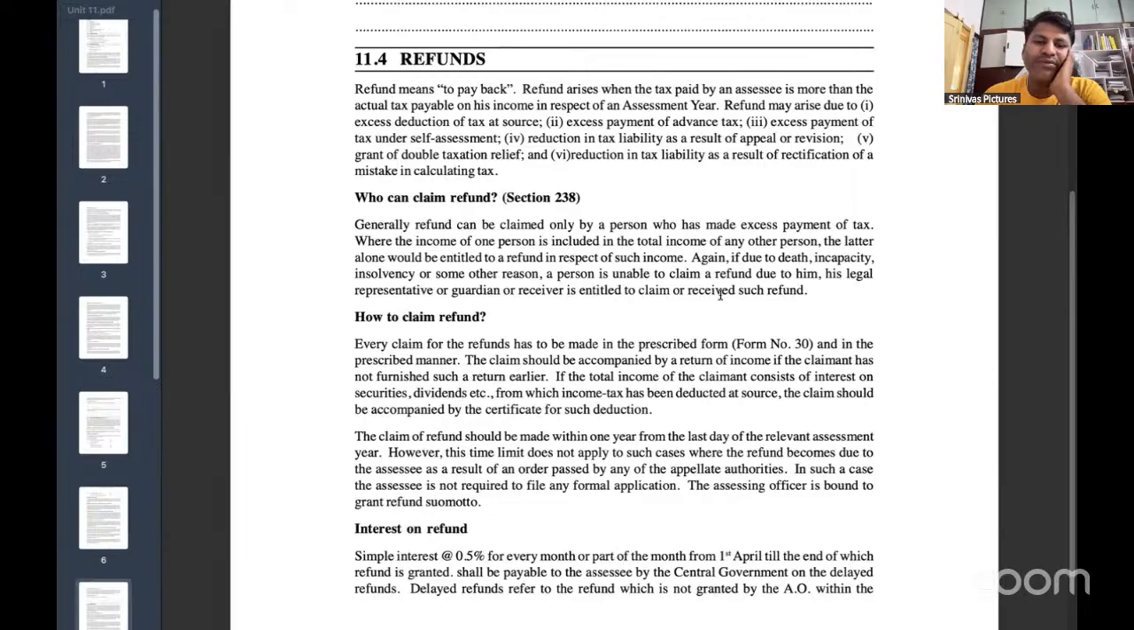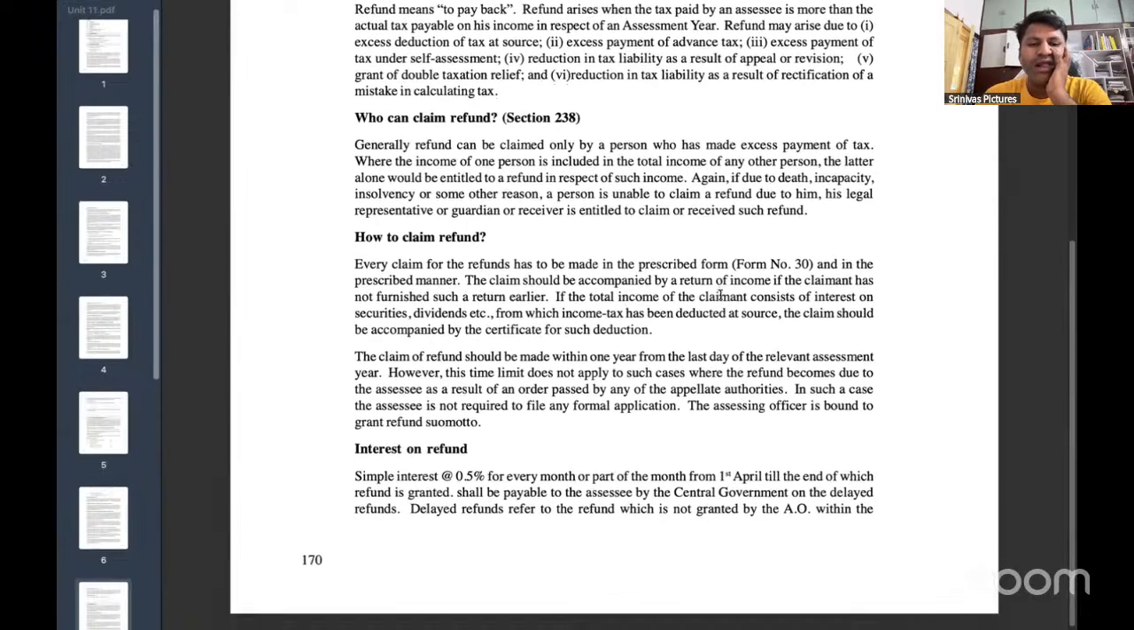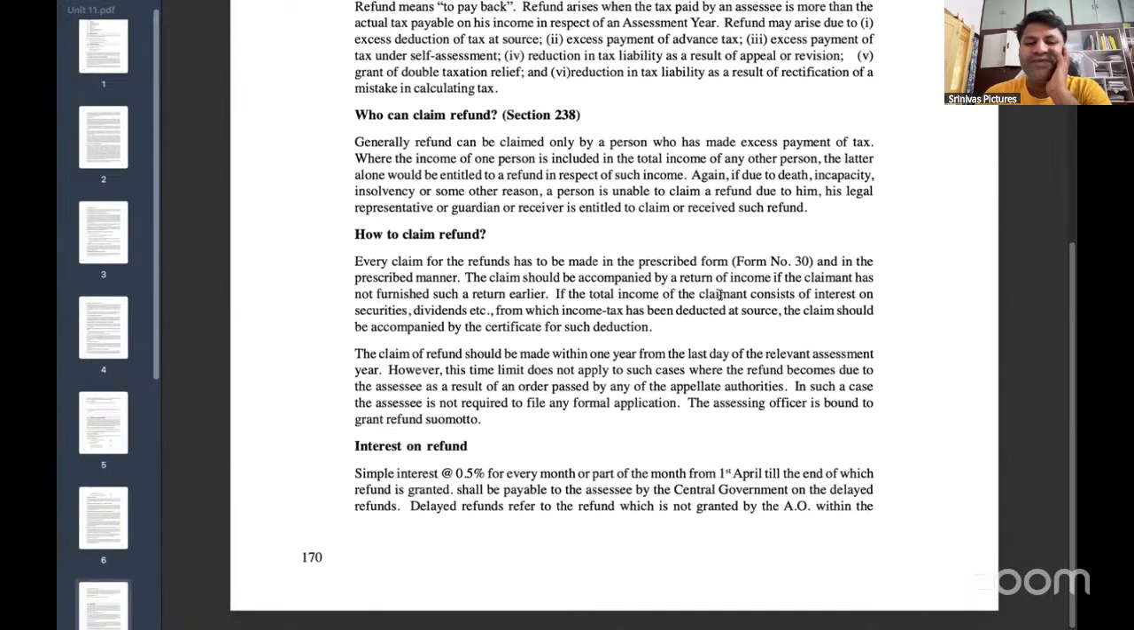So who can claim the refund? Section 238. Generally, a refund is claimed only by the person who made the excess payment of tax. So, how to claim the refund? Every claim for the refund is made in the prescribed format, form number 30, and in the prescribed manner. The claim should be accompanied by the return of income if the claimant has not furnished such a return earlier.